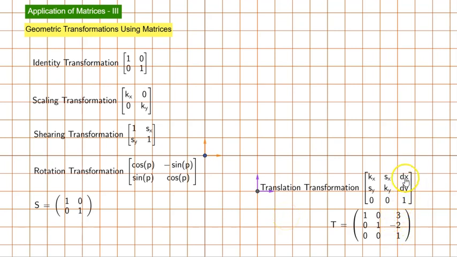Along with just changing dx, dy, we can also change the k sub x, k sub y, s sub x, s sub y. In which case we say we are taking care of composition of transformations. That was looking at geometric transformations using vectors. That's not very interesting, right? So let's look at it using a picture.